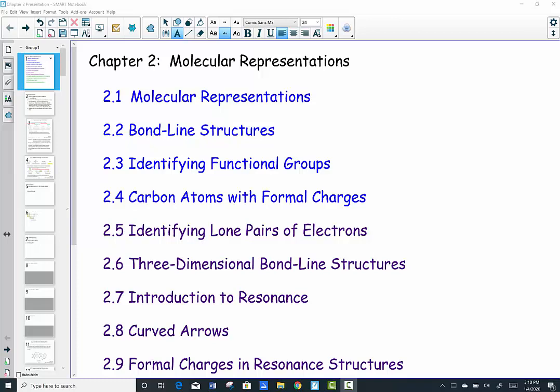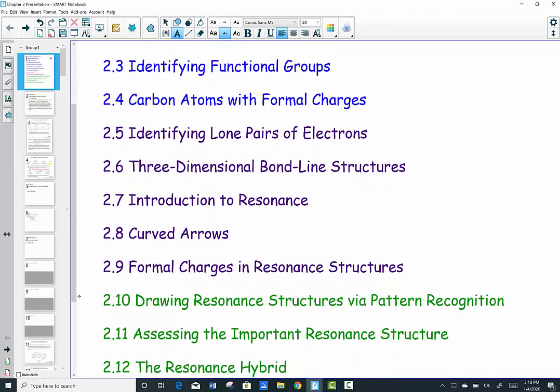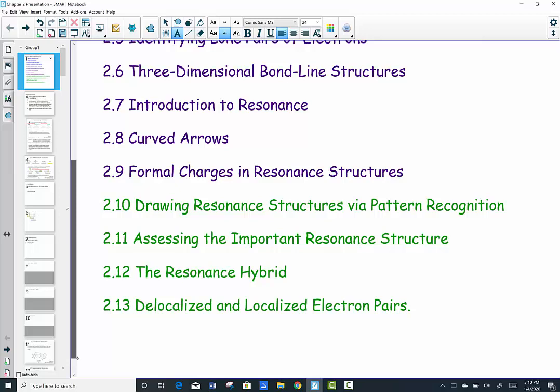We'll practice drawing three-dimensional bond line structures using a dash and a wedge. And the last part of it really is a lot of work with resonance structures. We'll introduce resonance and the use of curved arrows. We'll talk about formal charges in resonance structures and use those to determine the most important contributor in a series of resonance structures. And we'll talk about a resonance hybrid and then finally wrap it up with determining if we'll have localized or delocalized electron pairs.